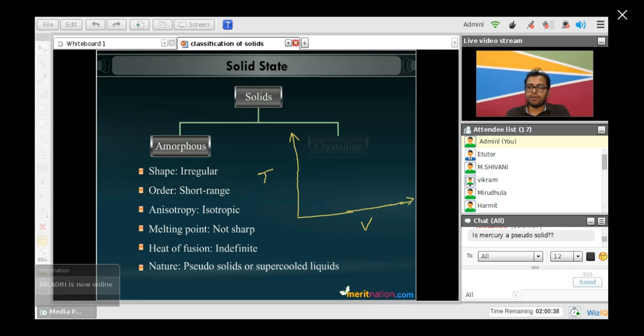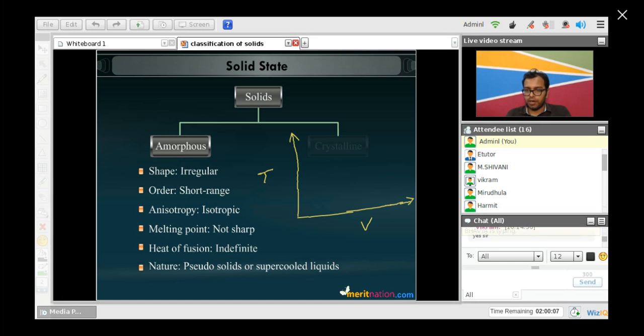And if you don't supercool the mercury and you cool it slowly, then in that case mercury will exist in a crystalline state in solid form. Is it clear? Is it clear, Subish? Yeah. So if you are cooling a liquid slowly, then you obtain a crystalline solid, and if you are cooling it suddenly, then you obtain an amorphous solid, right?